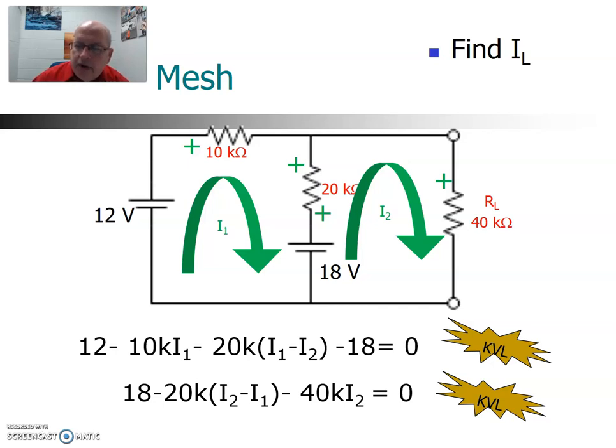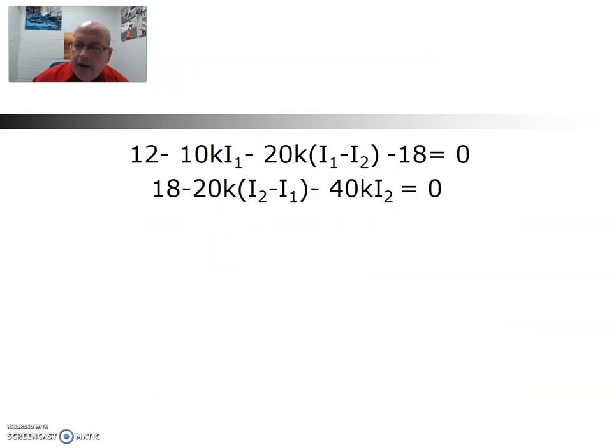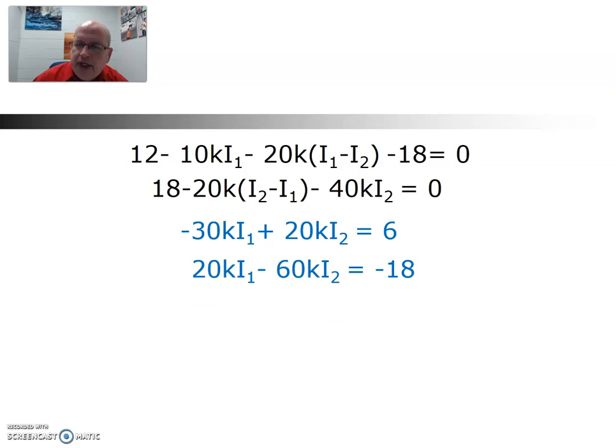So again, we're going to collect the terms, and make sure when you collect the terms you have the I1 terms first and the I2 second, and so forth. So when I did that, I got negative 30K I1 plus 20K I2 is equal to 6, and the second equation is 20K I1 minus 60K I2 is equal to minus 18.